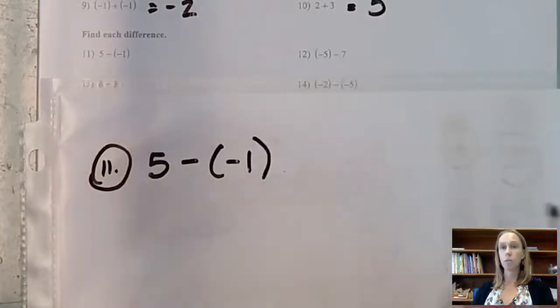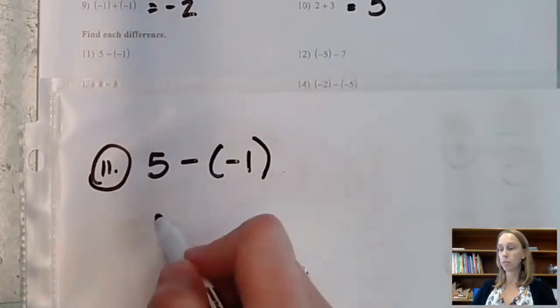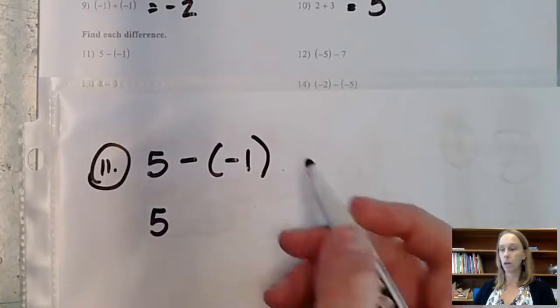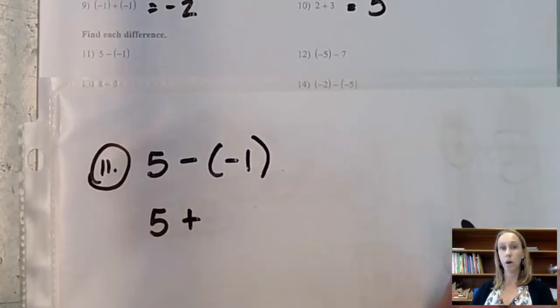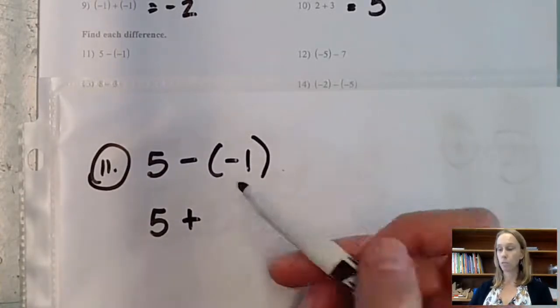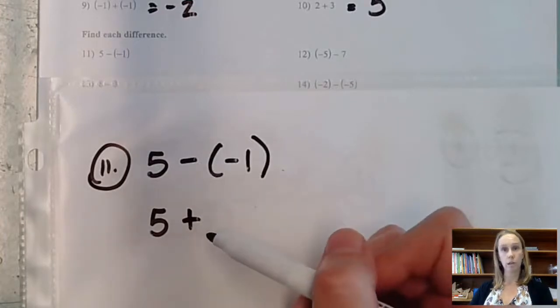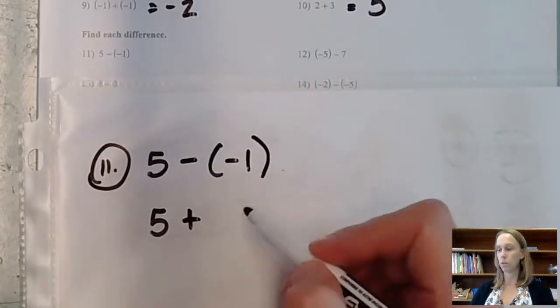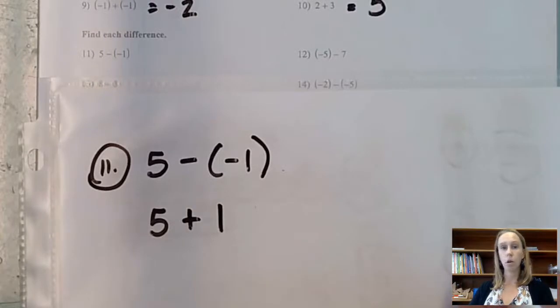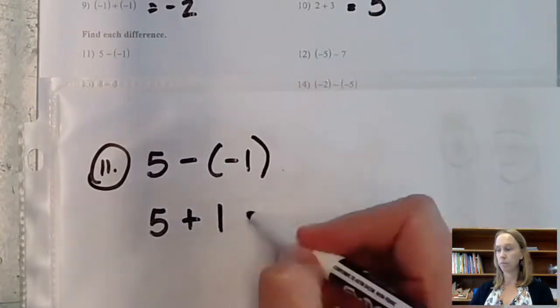So the first thing I want to do is rewrite this as addition. So the positive 5 is going to stay the same, and I just want to add the opposite. So I've changed my subtraction sign to an addition sign, and the opposite of negative 1 is positive 1. So now all I have to do is 5 plus 1, and that is 6.